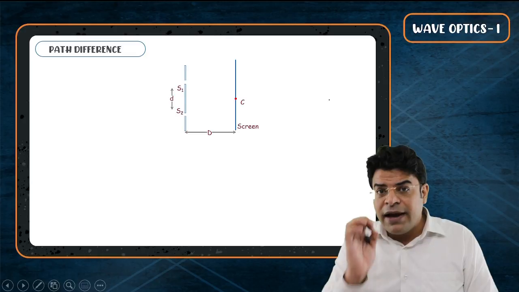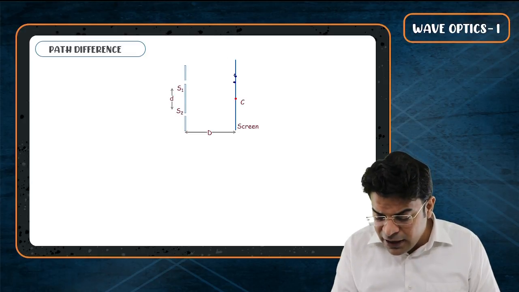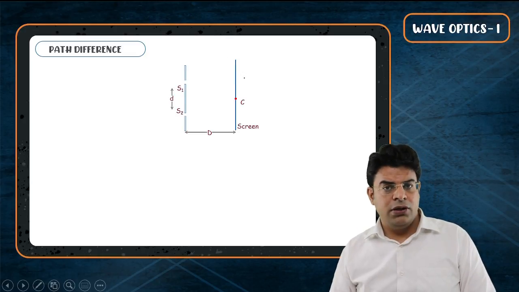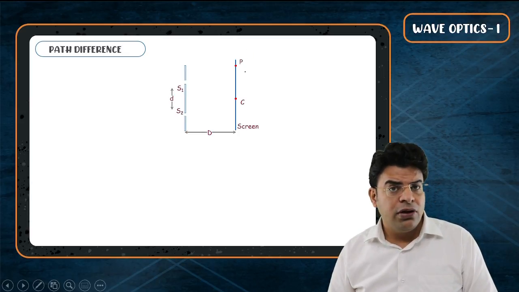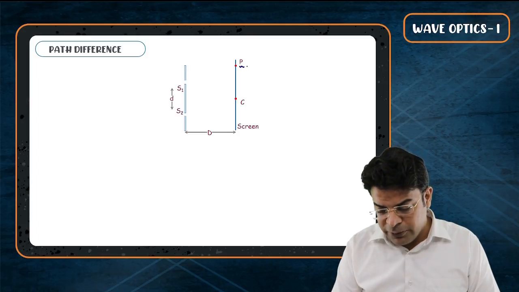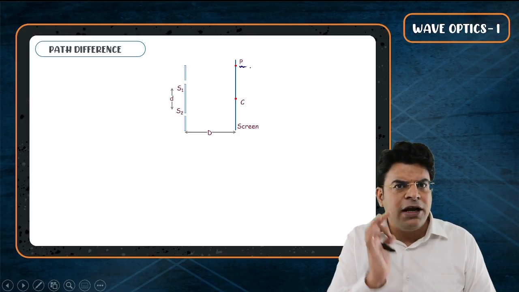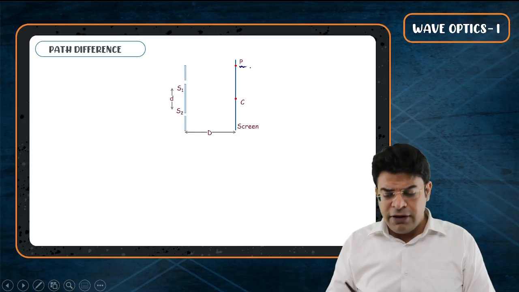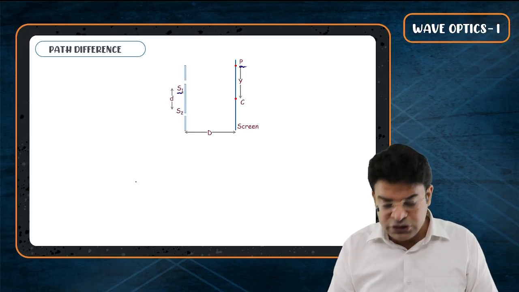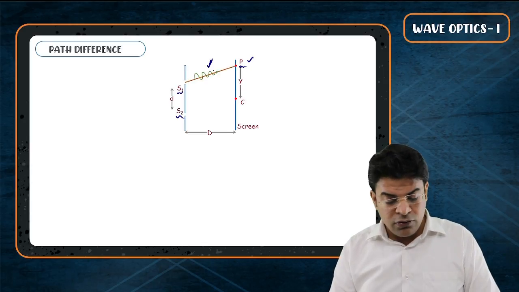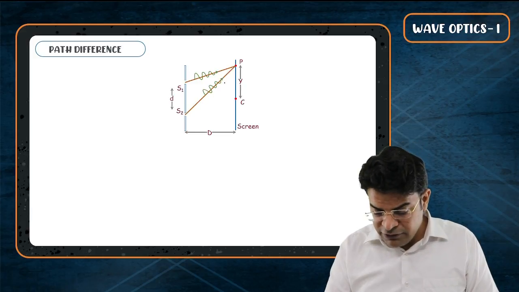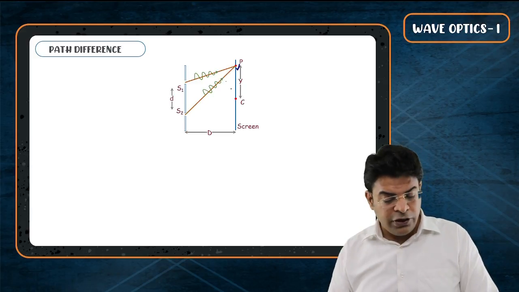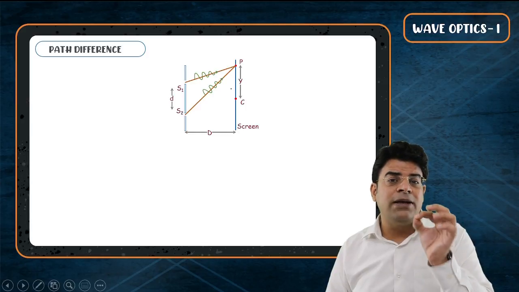But we are trying to find the path difference at any random point on the screen. So let's say we need to find the path difference at this point P. To find the path difference at point P, what to do? Visualize the waves coming out of both the slits trying to reach the point P. Visualize the wave coming out of the first slit trying to reach the point P. Visualize the wave coming out of the second slit trying to reach the point P. Our mission is to find the path difference.